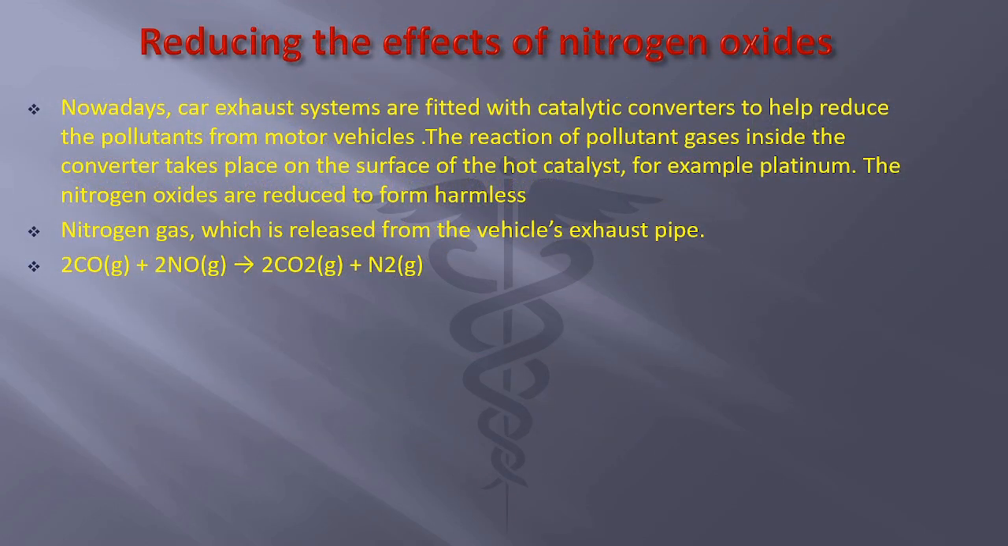So how can we reduce the effects? Basically, we can reduce the effects by removing the pollutant gas from the atmosphere, and we can do this with the help of platinum. Platinum in the catalytic converter can in fact convert the nitrogen oxides into nitrogen gas. So CO plus NO gives CO2 and N2. This is the reaction taking place in the catalytic converters of the cars, which is installed before the exhaust pipe.